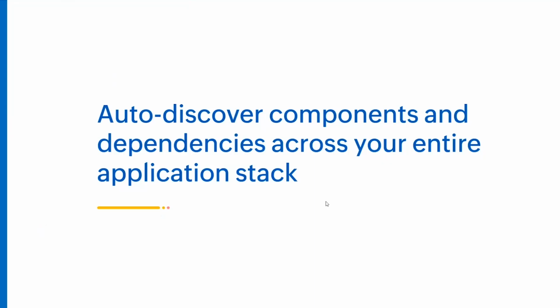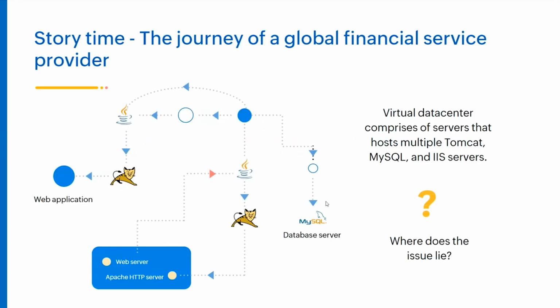So moving on to part 1, which is auto-discover components and dependencies across your entire application stack with Applications Manager. Now let us consider the experience of one of our customers who's a global financial service provider. This company relies on a virtual data center with a complex network of servers, which includes Tomcat, MySQL, and IIS. Unfortunately, they encountered a service interruption due to an unidentified issue.